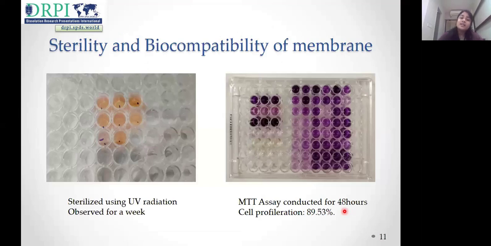Then sterility and the biocompatibility of the membrane was tested. So the membrane was sterilized using UV radiation and no contamination was seen. Also, MTT was conducted and cell proliferation was around 89.53% after 48 hours, confirming that the cells were easy to grow and the membrane is not toxic to the cells.